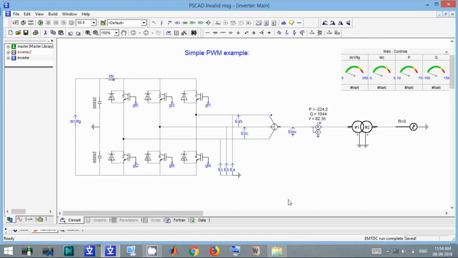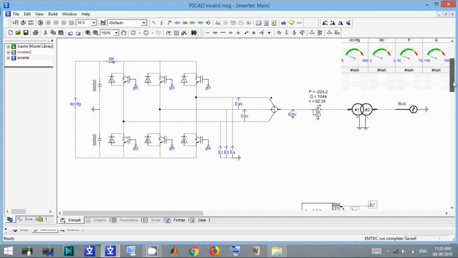In this tutorial we will see a simple sinusoidal pulse width modulated inverter system, and you can see that this is a six-switch, three-phase voltage source inverter. Our voltage is given by these capacitors, and this is the DC side and this is the AC side. The AC side is connected with the power system. This is a grid, this is a source, and it is connected through the transformer.